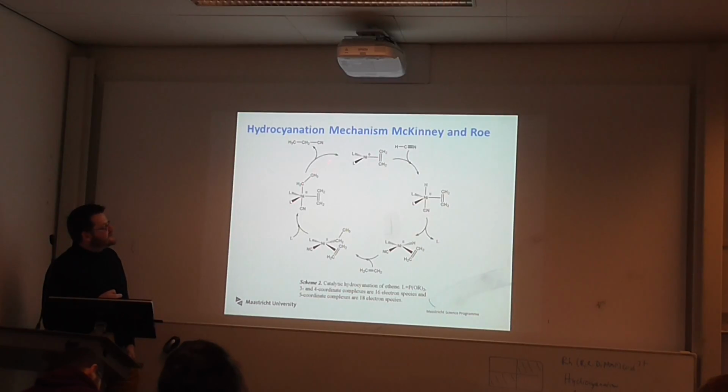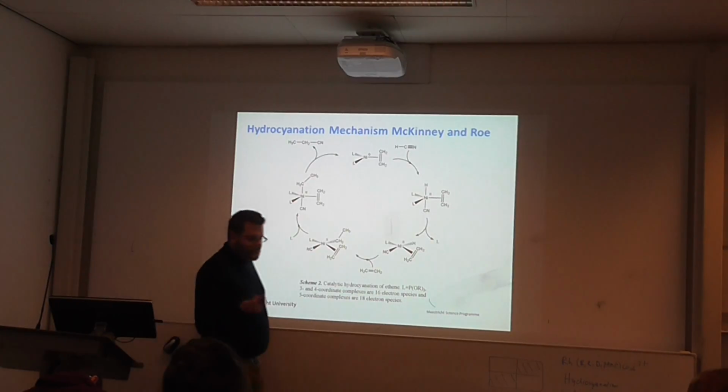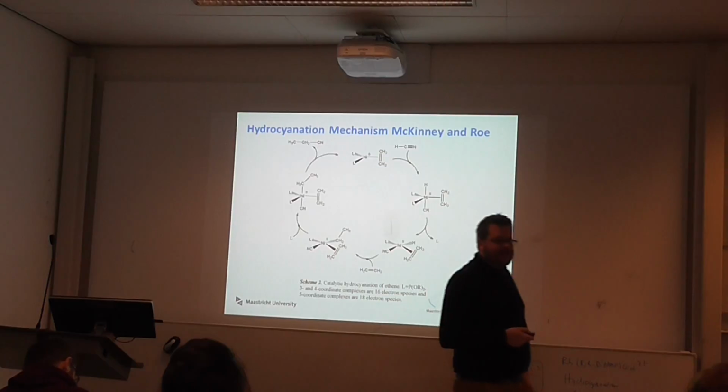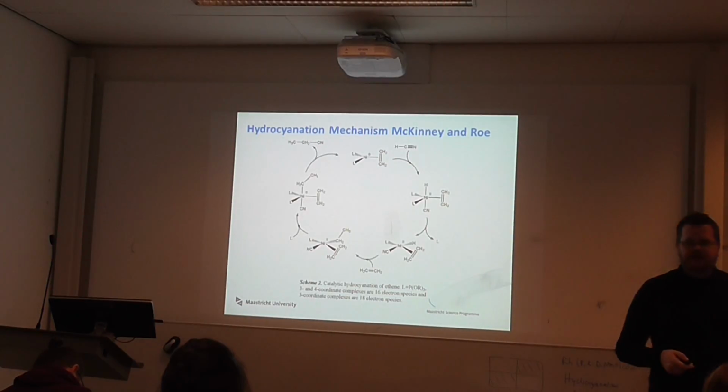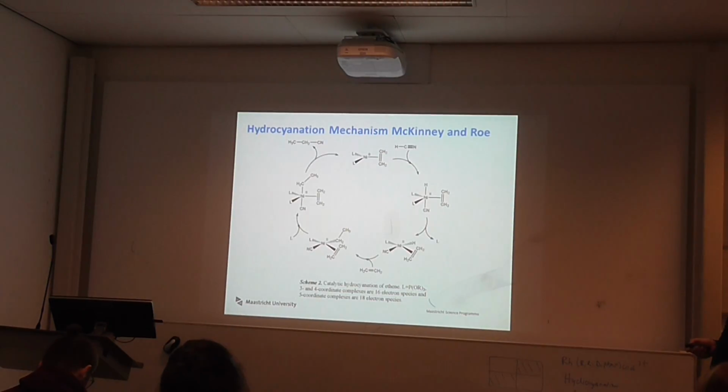Now I've skipped a step here. What step have I skipped in this reductive elimination step? Isomerization. Correct. It has to undergo isomerization. Why? Because they have to be mutually cis. Very good. Here they represent a trans.